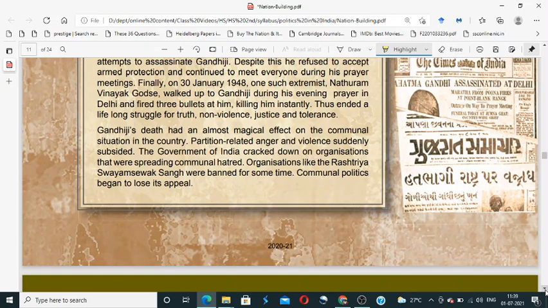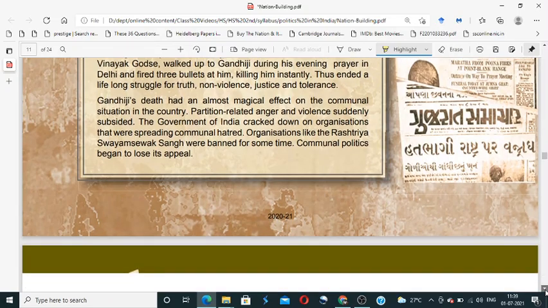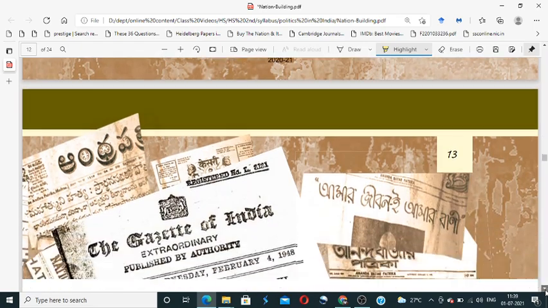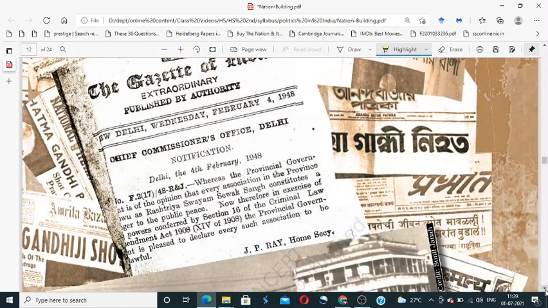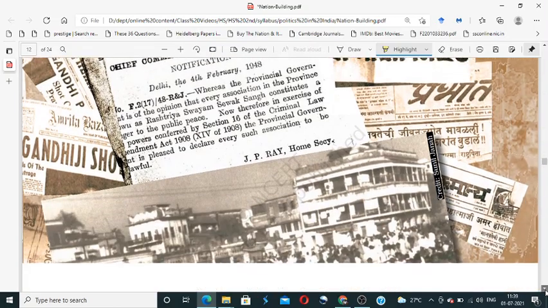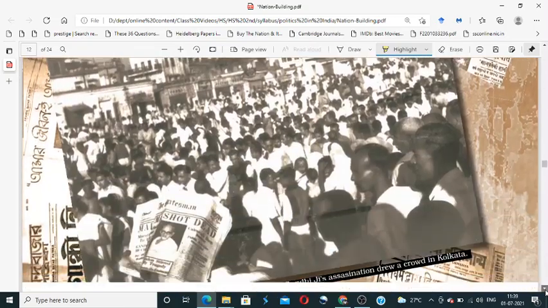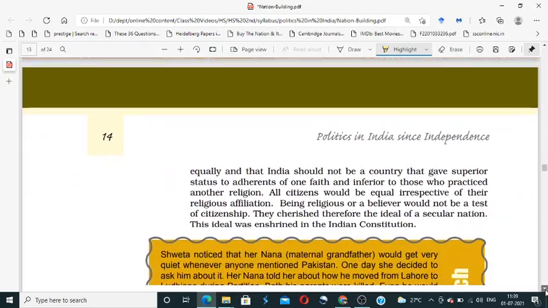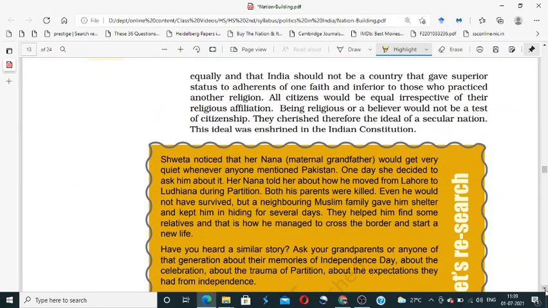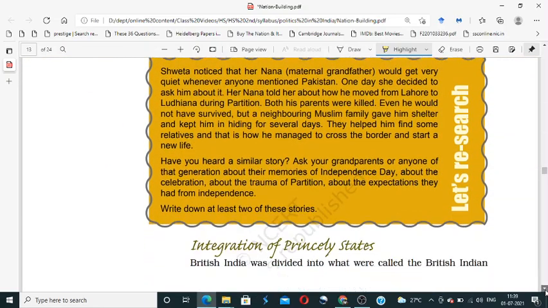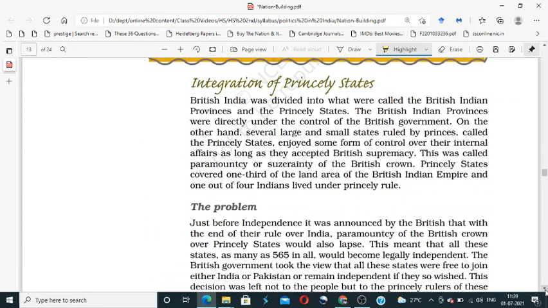But there was one thing which happened after Gandhi's death. People became pacified. They realized that extremism is not good for society. So organizations like the RSS, which was propagating communal violence at that time, were banned immediately. You can see the newspaper of the 4th February 1948, just after the death of Gandhi. Some of the news clippings and shots are given here. We will not discuss all of them, but you can go through them in your books also.